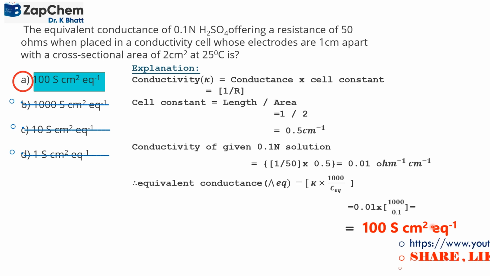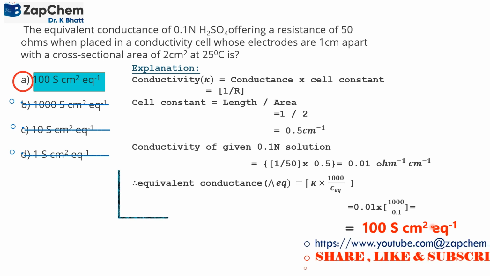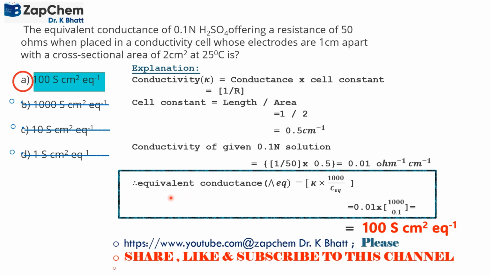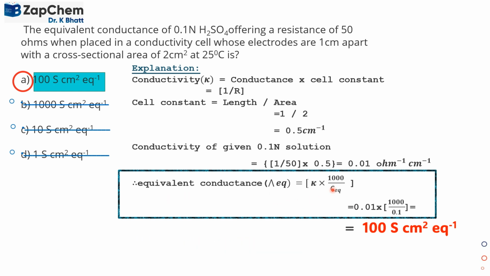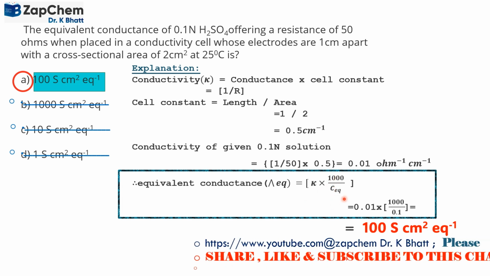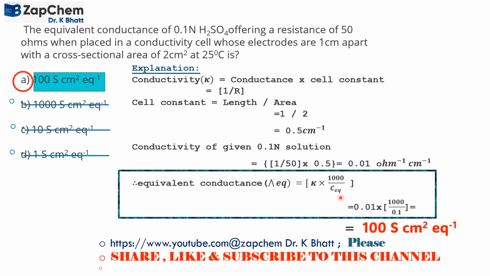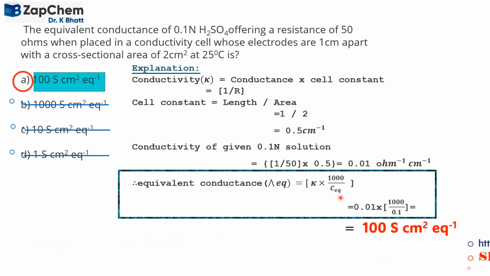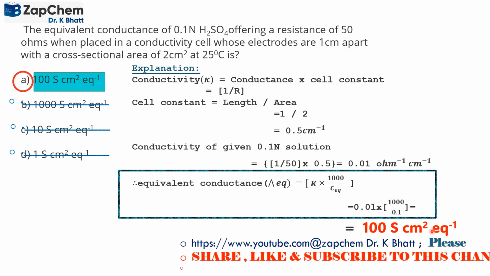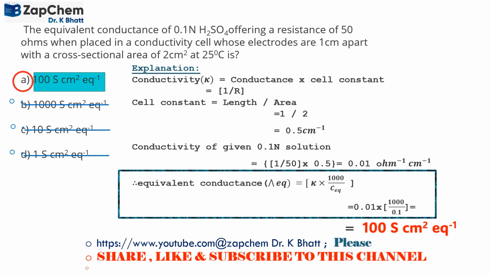Now, one thing I must tell you regarding this question: so far as equivalent conductance is concerned, we have to use this relation. Lambda is equal to kappa into 1000 upon concentration of the solution at equivalent or normal concentration, using equivalent weight, that is normality. And when you substitute the values properly, you get the answer. Okay, now let us proceed to the other question.